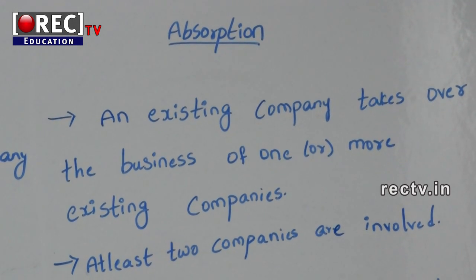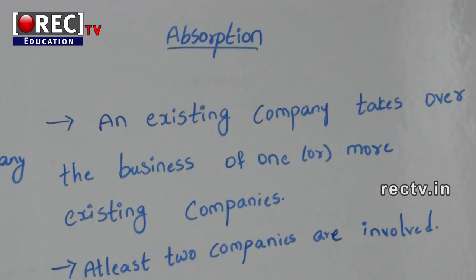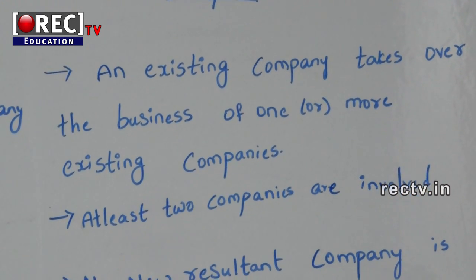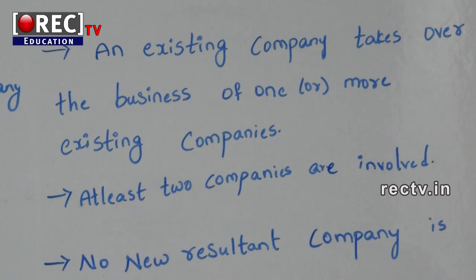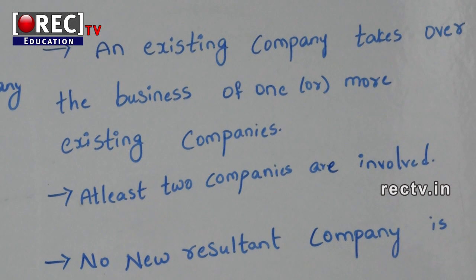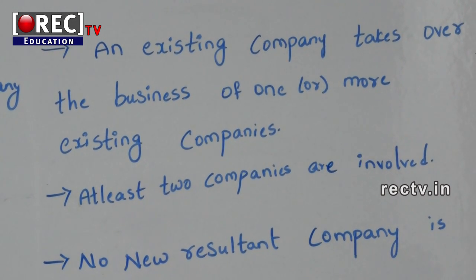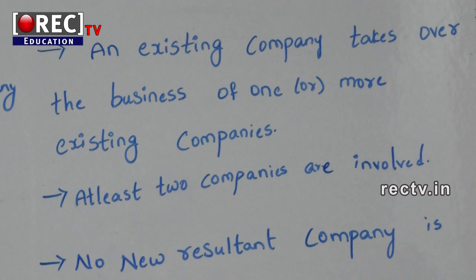Next, let us see what absorption is. Absorption is a part of amalgamation. Amalgamation also deals with the accounting treatment for absorption. Here absorption means one company will absorb the entire business of another company. In this example, let us take X company and Y company. X company is an existing company. It will take the entire business of another existing company, in this example Y company. Now based on this example, let us see a few points on absorption.